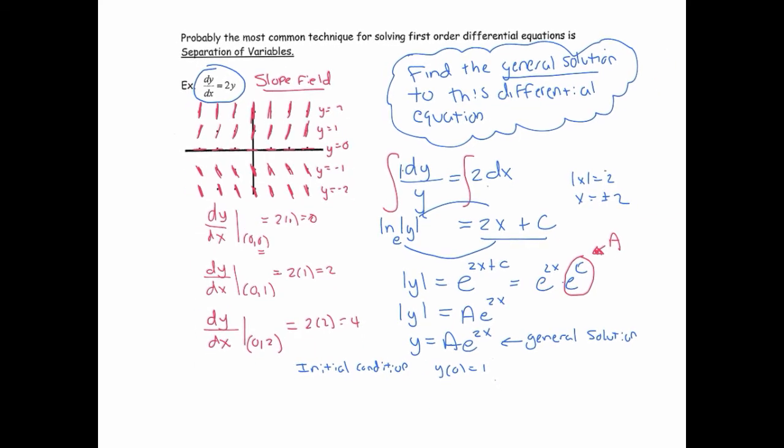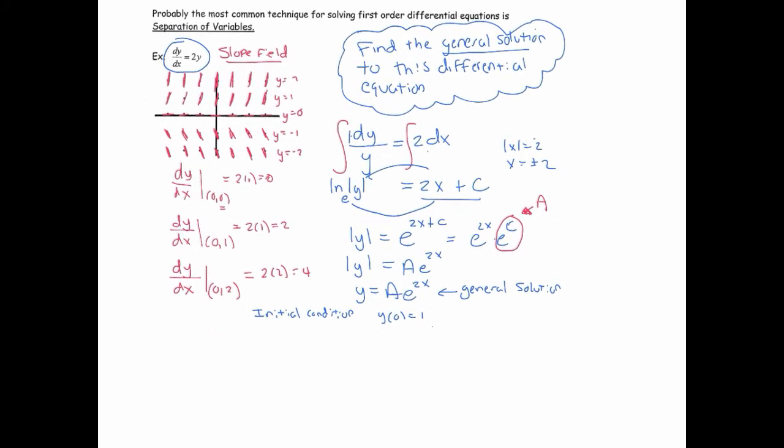Well, now what you can do is plug in 0 for x and 1 for y, and you solve for a. So when x is 0, that's a e to the 2 times 0 equals, when y would be 1. Now e to the 2 times 0 is just e to the 0, which is 1, so that implies that a is 1. Which means that y equals 1 e to the 2x, this would be the particular solution.